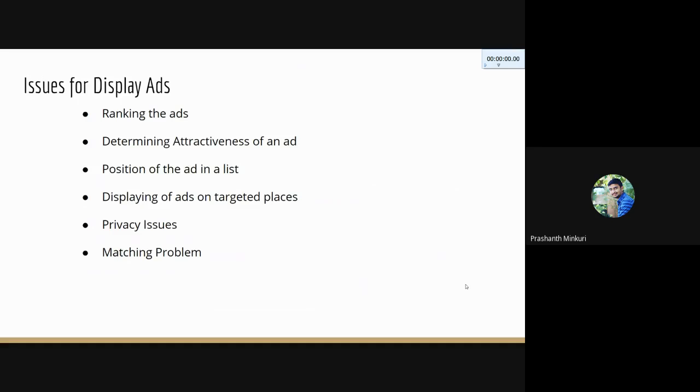And the last problem is the matching problem, where advertisers aim to take their ads to a wider group of customers. This part will be explained in the next sections by our teammates.